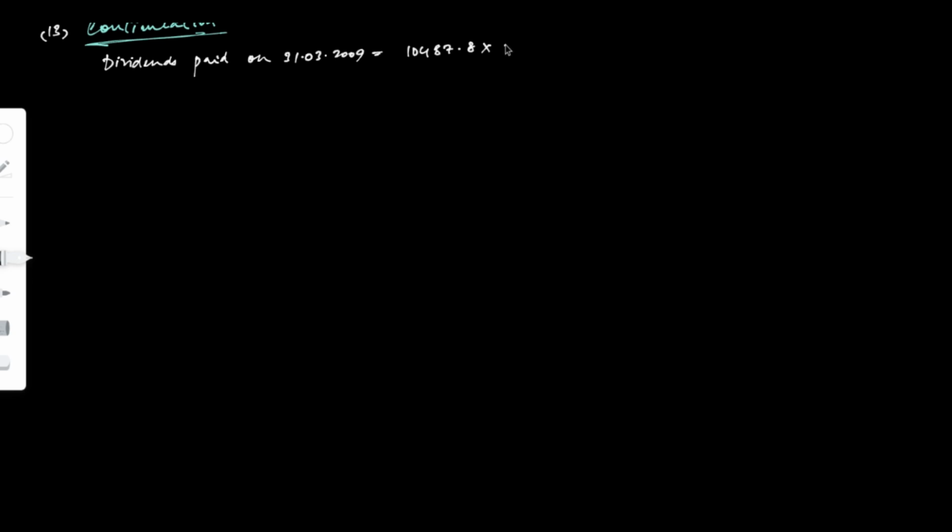10,487.8 into 20% of rupees 10, that is 2 rupees. That is 10,487.8 into 0.2 into 10, that is 20,975.6.